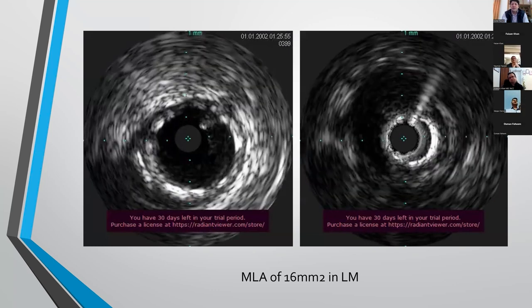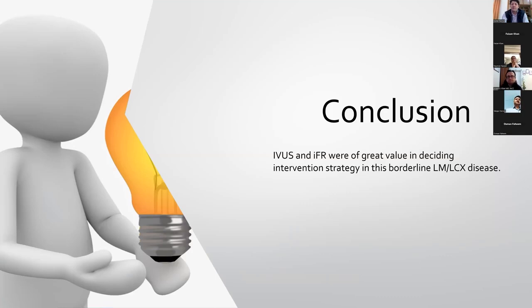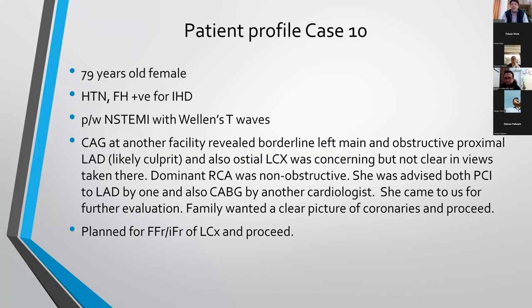Concluding this, IVUS and iFR were of great value in deciding intervention strategy in this borderline left main and circumflex lesion. My next patient is a 79-year-old female, known hypertensive. Family history was positive for ischemic heart disease. She presented with non-ST elevation MI with Wellens T waves.